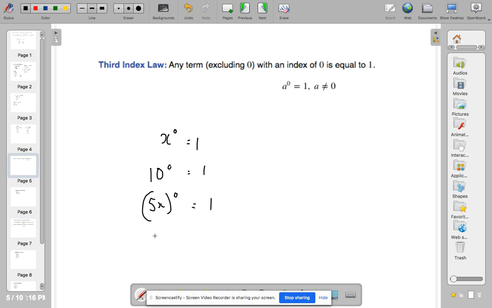Be careful though. If I've got 5x to the power of 0 and that 5x isn't bracketed, it actually becomes 5 times x to the power of 0, which is 1, equals 5. So notice the difference in the answers here. Because that's bracketed, it means it's everything in the brackets to the power of 0, which equals 1. But if it's 5 times x to the power of 0, that will equal 5.